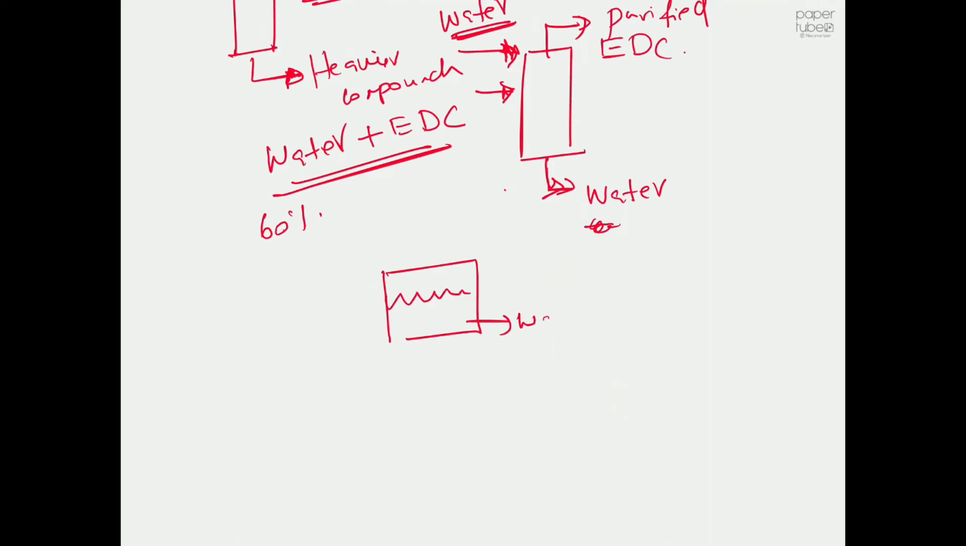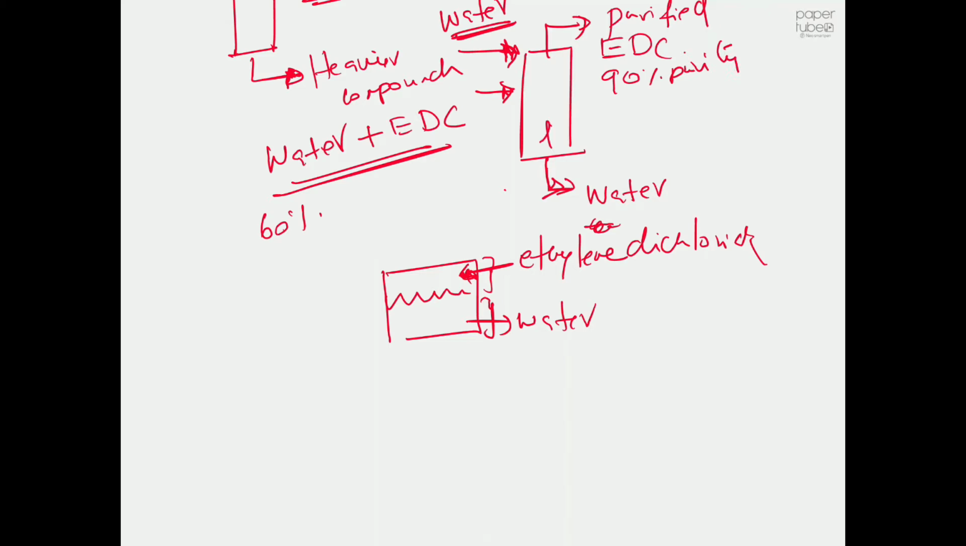This will be your water, and the second phase, the lighter phase, will be your ethylene dichloride. So you will have some clear phase separation due to the density difference between these two fluids. So this way we will achieve somewhere around 90% purity. So this is a liquid extractor. So this is perfectly fine. And then we take the product from the liquid extractor.